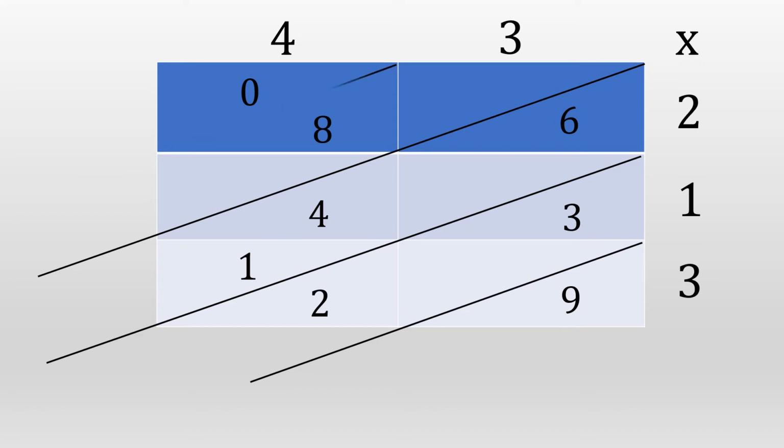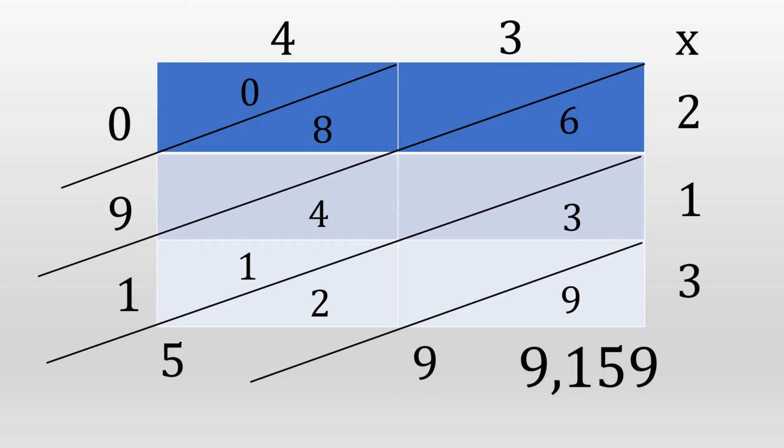And let's add up the rows. That row is 0. That row is 8, 11. Now we need to carry that 10 up to make that a 9. Put the 1 down. Our next row is 5, and then our next row is 9. If we write them all out, you can see we've got 9,159.